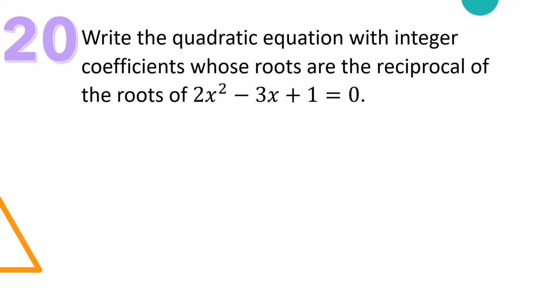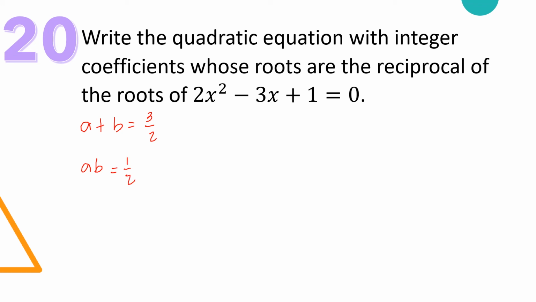Number 20. Write the quadratic equation with integer coefficients whose roots are the reciprocal of the roots of 2x squared minus 3x plus 1 equals 0. Let a and b be the roots of this quadratic equation. Then by Vieta's theorem, we have a plus b is equal to 3 halves and ab is equal to 1 half.